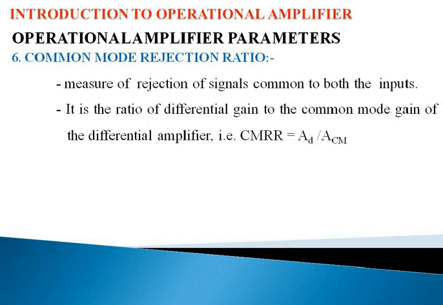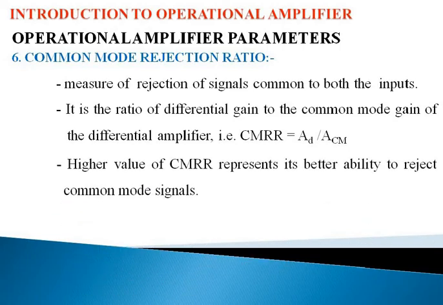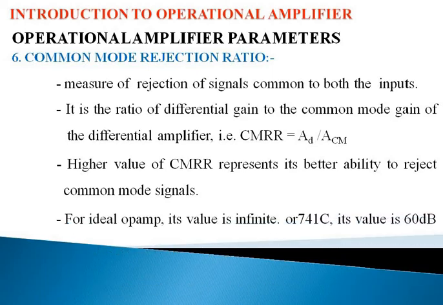So common mode gain means what? It is the gain when same inputs are given. So in ideal case it should be 0. So if ideal case common mode gain is 0, CMRR value will be infinite. Higher value of CMRR represents its better ability to reject common mode signals. For an ideal op-amp, its value is infinite, and for 741, its value is 60 decibel.